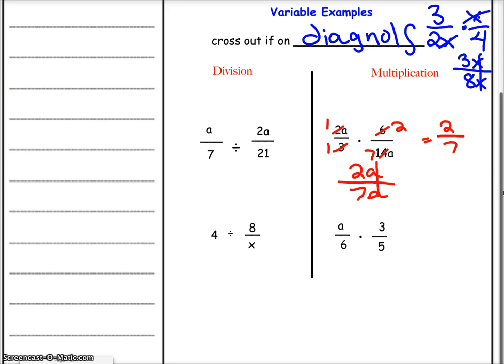Okay, a over 6 times 3/5. I can cross simplify the 3 and 6. Top times top. What's a times 1? Tell me again. Thank you. 2 times 5. Done. It's okay that there's a variable there. There's no problem. So that's all my learning targets. So multiply whole numbers by fractions, mixed numbers, fractions with variables, positive and negative ones. So you got it.